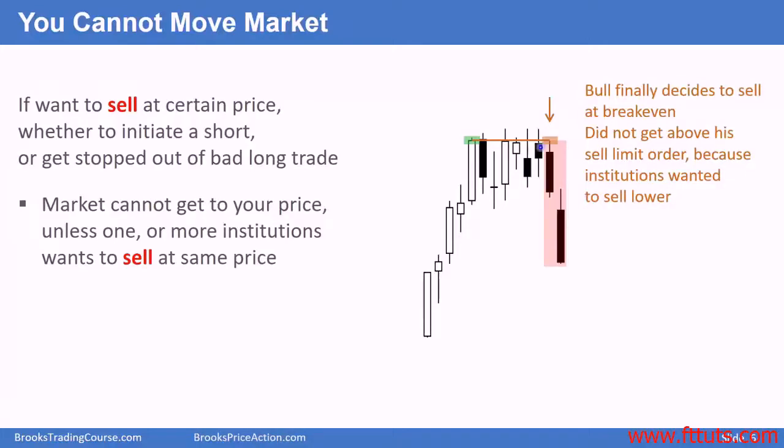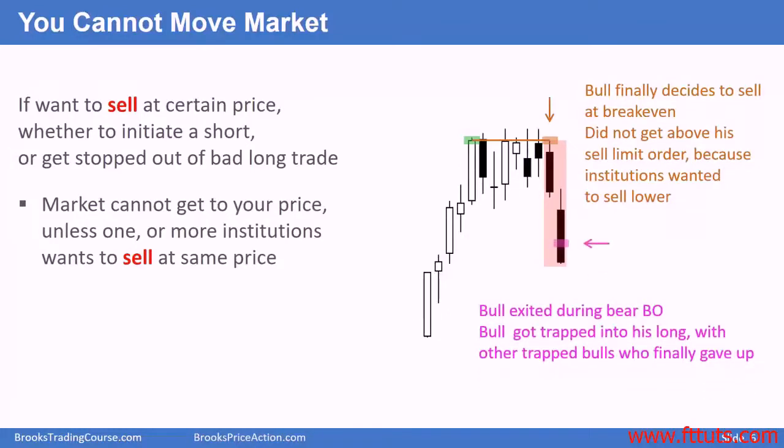If at the end of this bar, they decide, okay, I'm going to get out break even. I'm going to place a limit order to get out at the same price where I bought. So they place a limit order to get out there. But this bar did not get above that limit order. And why did it not get above that limit order? Because too many institutions wanted to sell at that price or below that price. And if you were a bull who bought here, or bought for any reason, a high 1 buy, a high 2 buy, and you see this reversal, you got to get out. And these two bars are give up bars. The bulls are giving up.